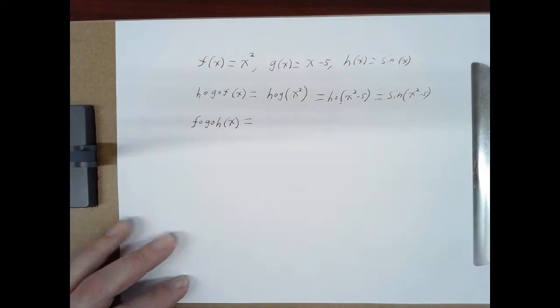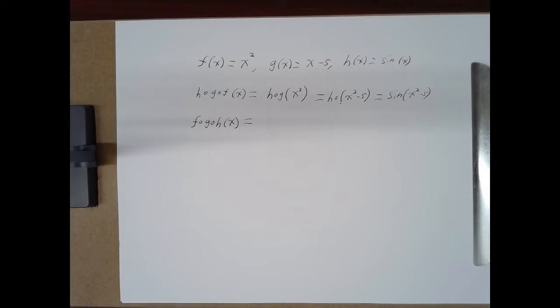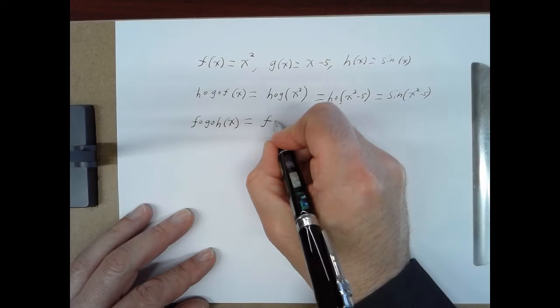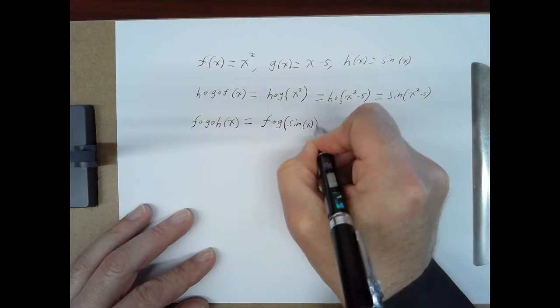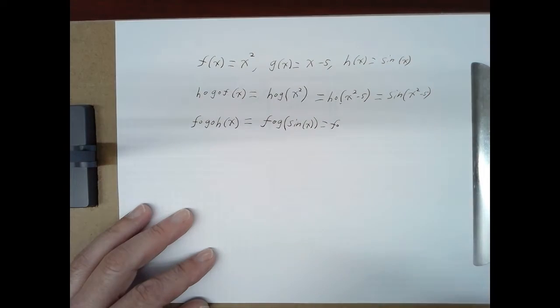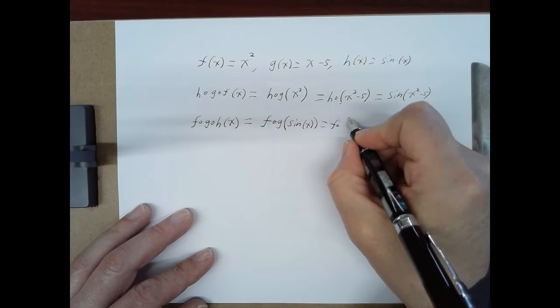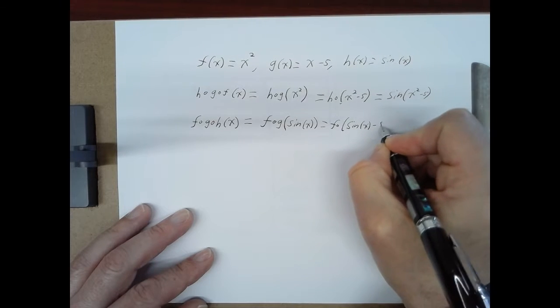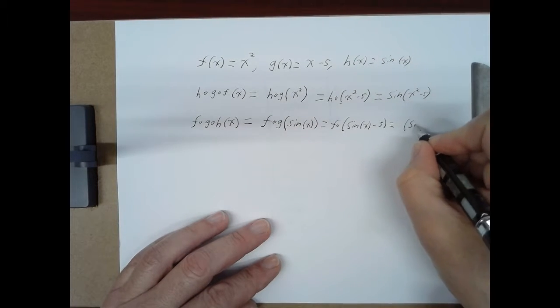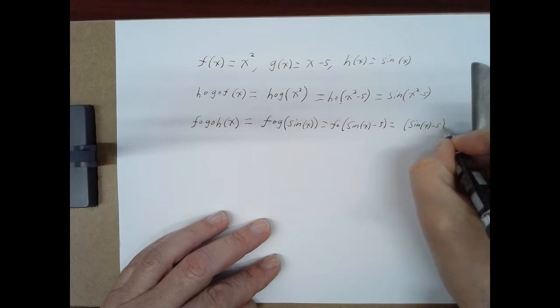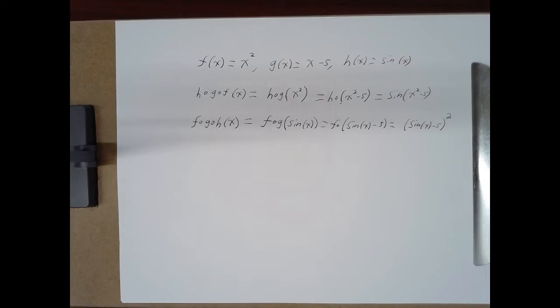And just for fun, if we compose in the other direction, f of g of h of x, well, that's f composed with g of sine of x. And g of x is x minus 5, so g of sine x is sine of x minus 5. And f of anything is anything squared, so this is sine of x minus 5 quantity squared. In general, when you switch the order of composition, you get something totally different. Does that help? Yeah, it helped a lot. Okay, cool.